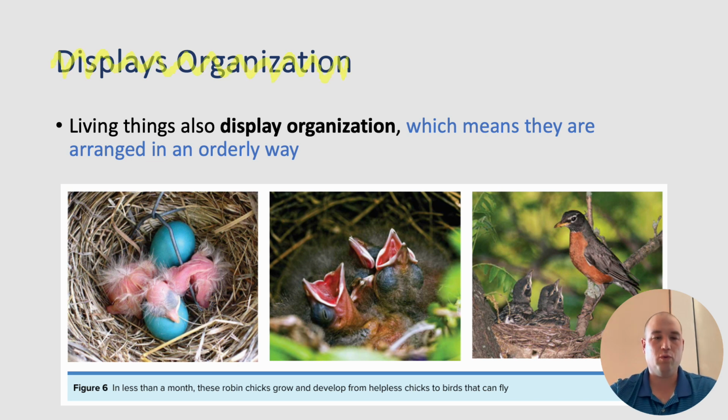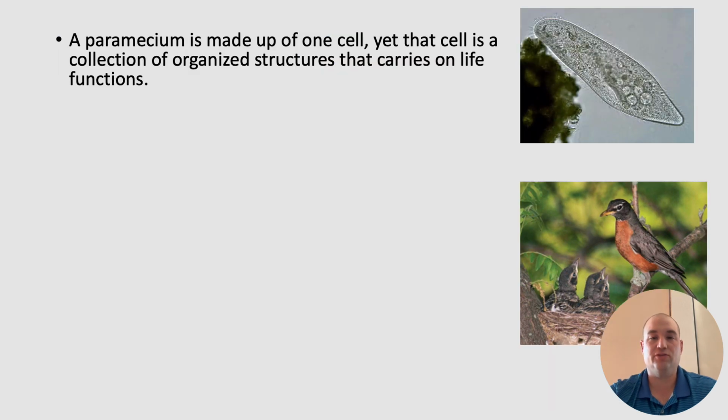Now, when we're talking about organization or displaying organization, this simply means they are arranged in an orderly way. So in less than a month, these robin chicks hatch from their egg, grow and develop from a helpless chick to a bird that is able to fly out of the nest. Okay, that is organization of how that organism is put together that allows it to survive.